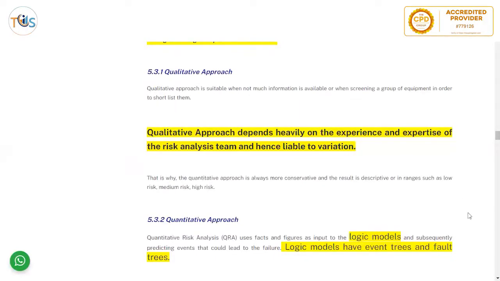Qualitative approach. A qualitative approach is suitable when not much information is available or when screening a group of equipment in order to shortlist them. So it can be very useful during screening and to identify high-risk drivers initially and then zoom in on them. Qualitative approach depends heavily on the experience and expertise of the risk analysis team and hence liable to variation, because this is like judgmental. Any specialist can have his own opinion about that.